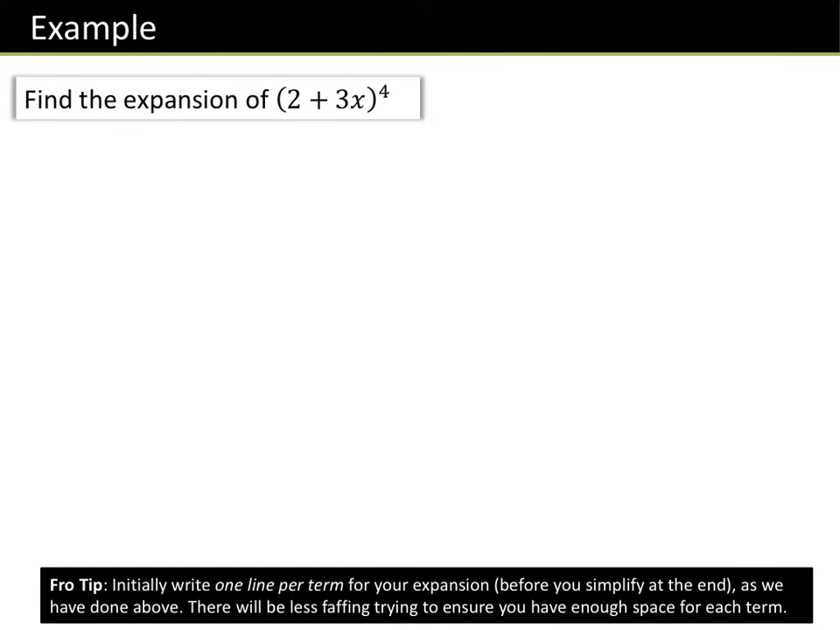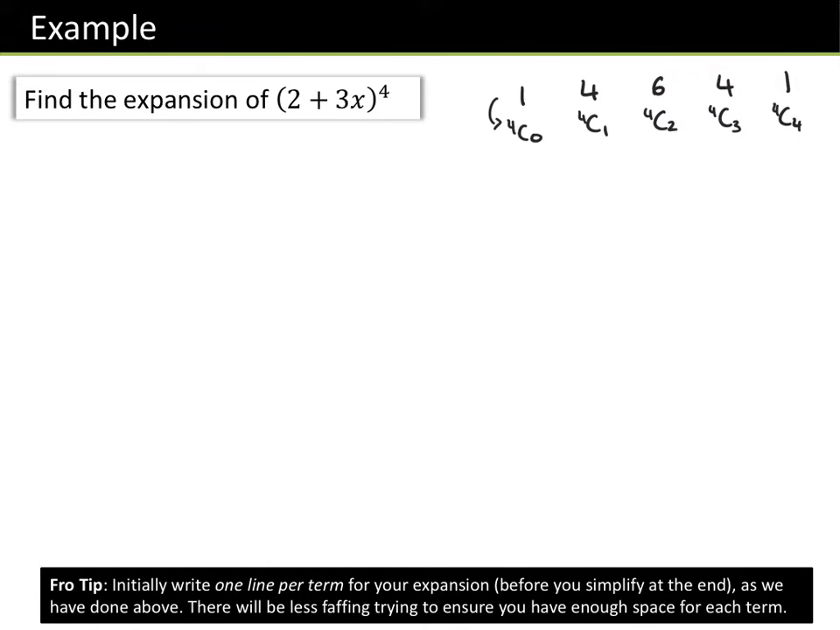So, when we're finding the expansion of 2 plus 3x to the power of 4, in essence, our a is 2 and our b is 3x, okay? Now, we know for 4, Pascal's triangle is 1, 4, 6, 4, 1. And if you do not know how to find those terms, in your calculator, this is 4C0, 4C1, 4C2, 4C3, and 4C4. This is how you could work out your coefficients, okay? So, this is how it always starts.